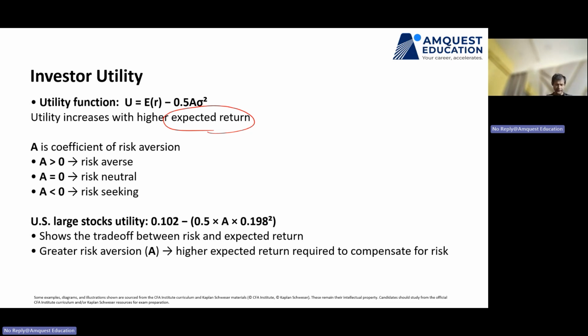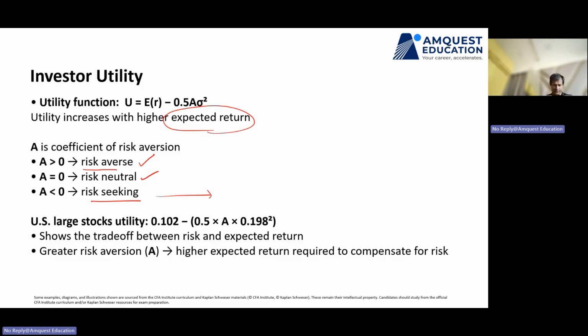Now, if A is the coefficient of risk aversion, matlab, if A stands for risk aversion, if it is more than 0, that means you're risk averse. If it's equal to 0, that means you're like, farak nahi padta. If it's less than 0, that means you love risk. It is called a risk seeker, sometimes called a risk lover. So agar tujhe risk pasand hai.